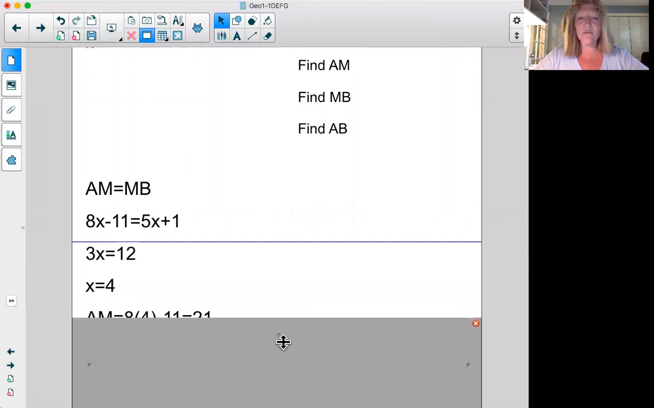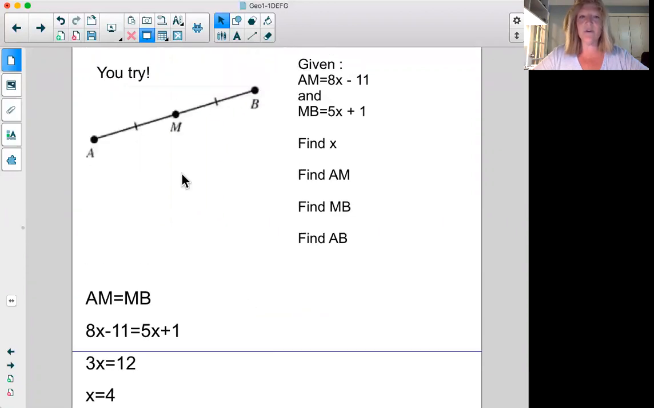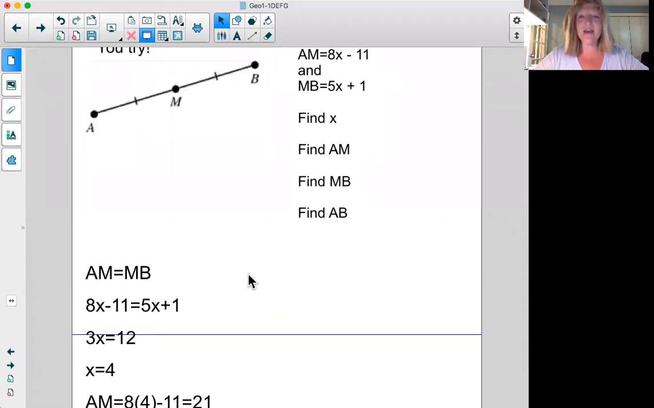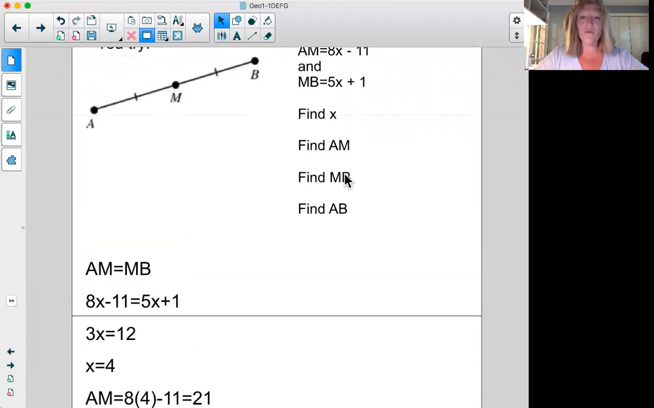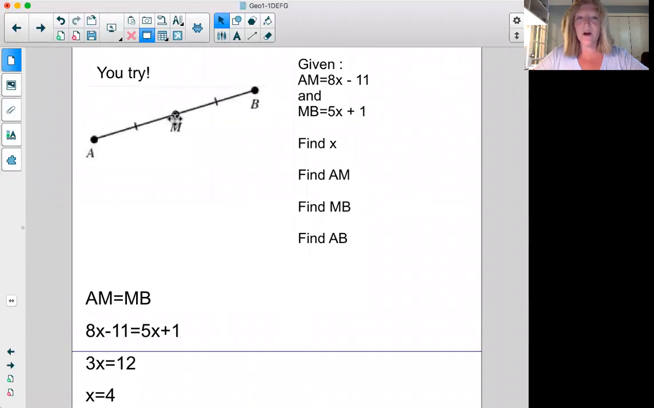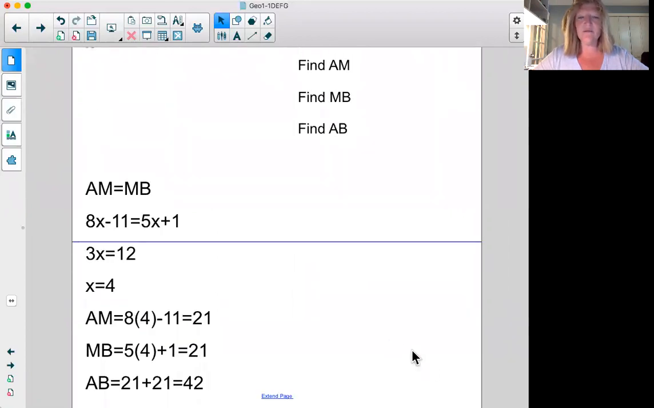Once we have x, we can plug it in to figure out the length of each chunk, and it's a good check step to plug it in and make sure they are the same, because we were given that they should be the same. And now to find the whole, we know segment addition postulate, part plus part equals the whole, AM plus MB equals AB. And so we can add them together to get AB as 42.